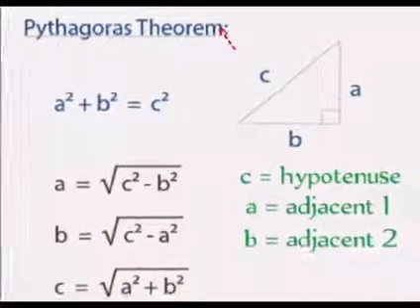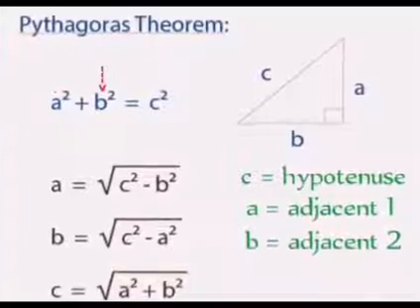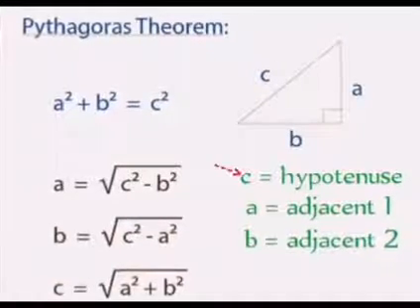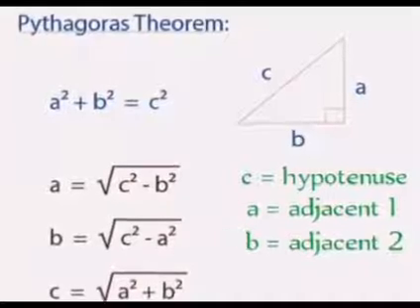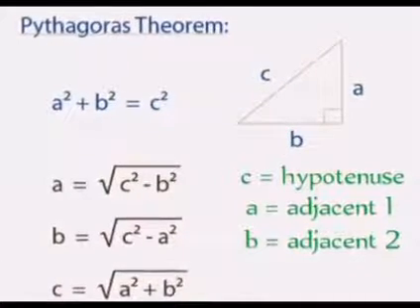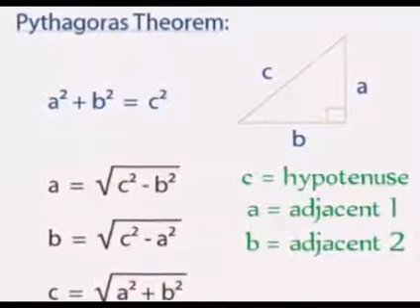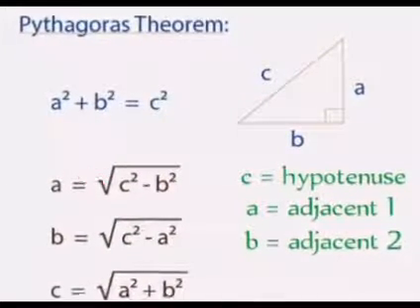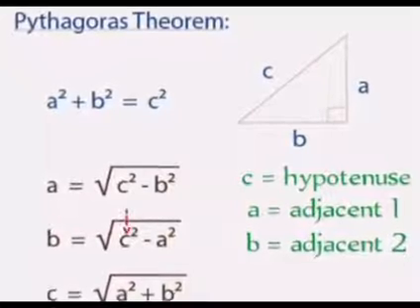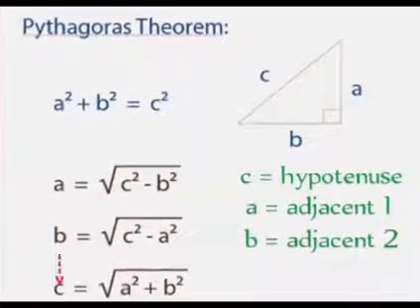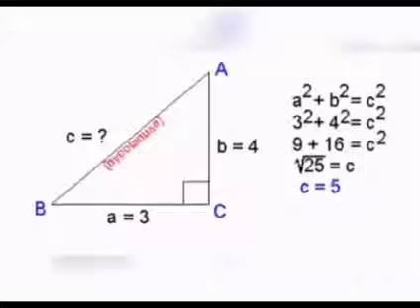The Pythagoras theorem can be stated algebraically as a squared plus b squared equals c squared, where c is the hypotenuse, and a and b are adjacent 1 and 2 respectively. Now, applying the change of subject formula, it will be correct to say that a equals square root of c squared minus b squared, b equals square root of c squared minus a squared, while c equals square root of a squared plus b squared.